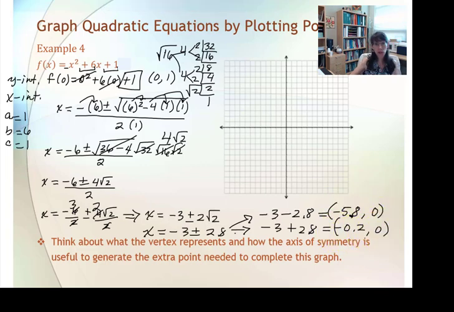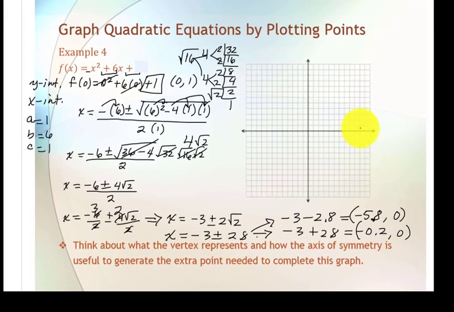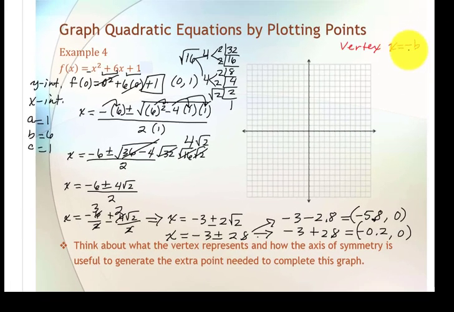Finally, we need to find the vertex point, and we are running out of room for the vertex point. So with the vertex, x equals minus b over 2a. Looking at our b value, we have negative 6 divided by 2 times 1. So the x value for the vertex point is negative 6 halves, so that's negative 3.